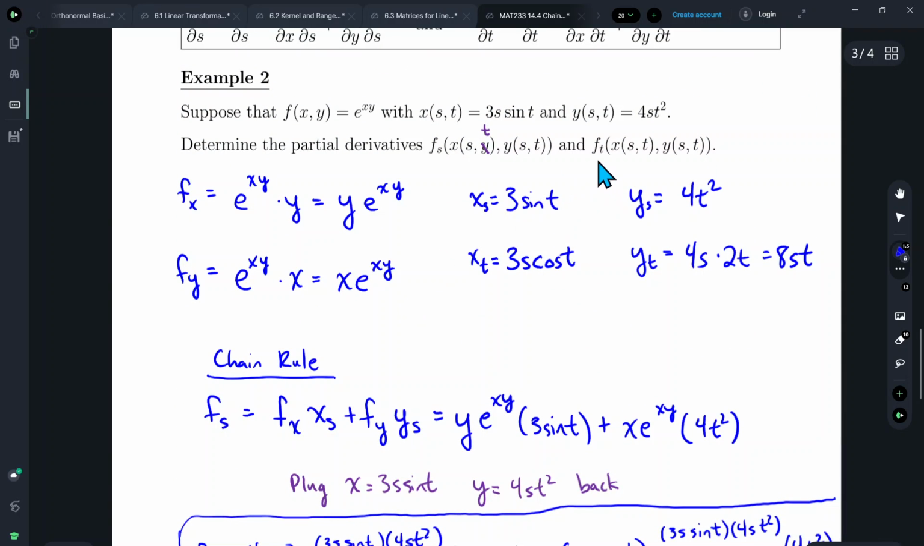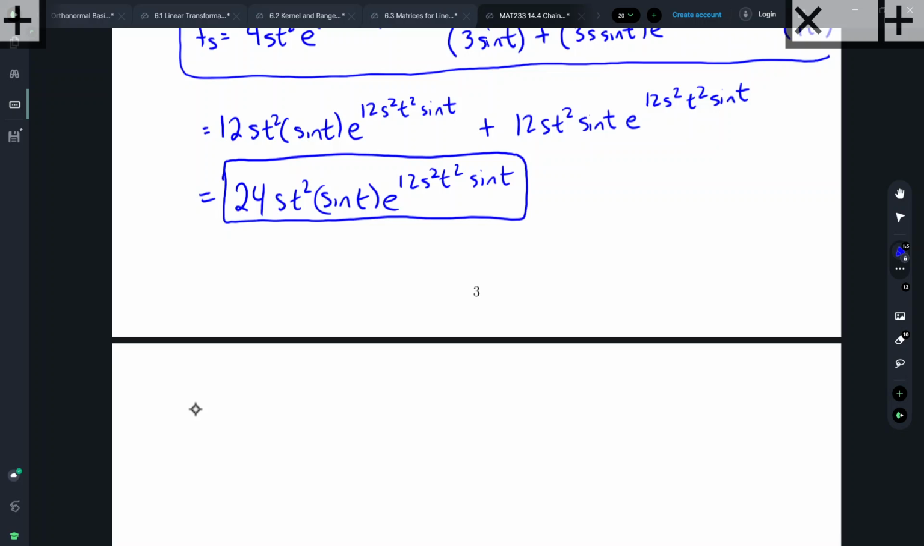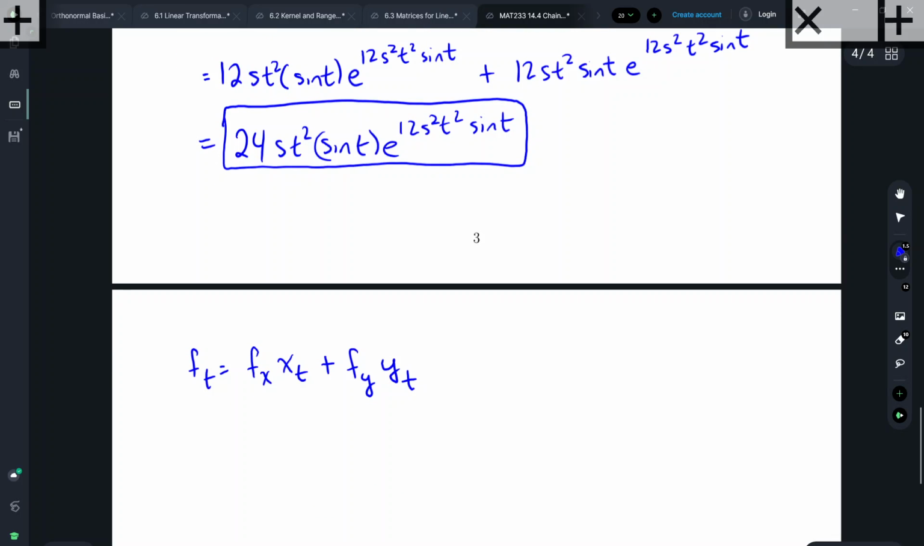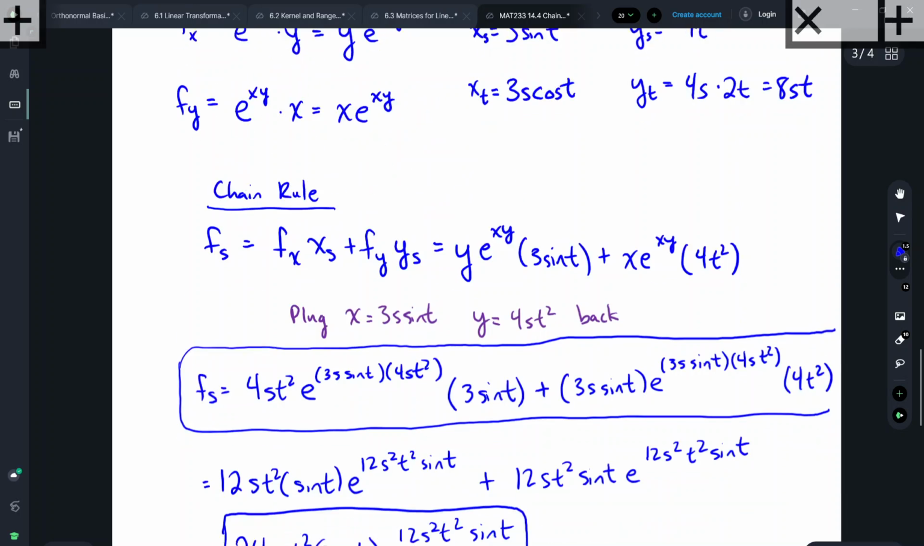So now let's take a look at the partial of f with respect to t. Right, so the partial of f with respect to t. The chain rule formula is going to be the partial of f with respect to x times x sub t, and then plus f sub y times y sub t. Okay, so now let's try plugging everything in. So f sub x was this thing, y e to the xy.